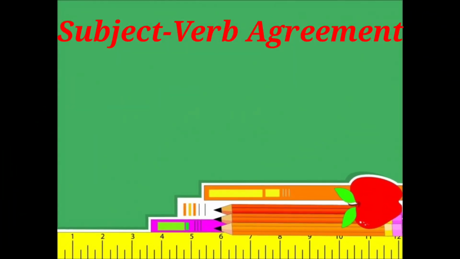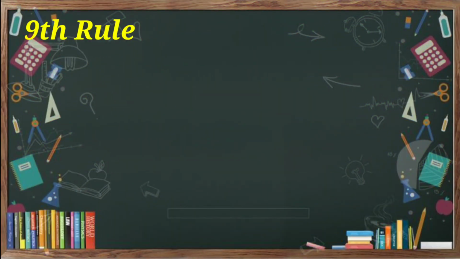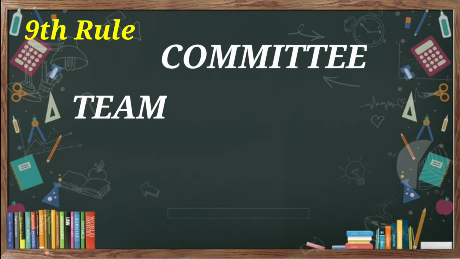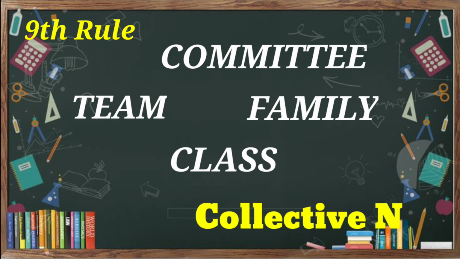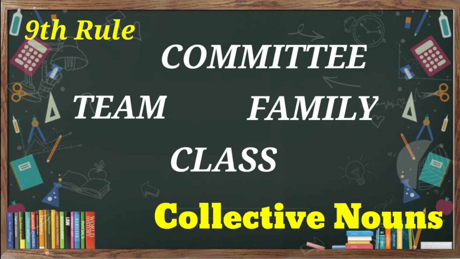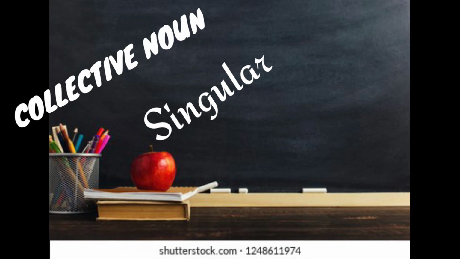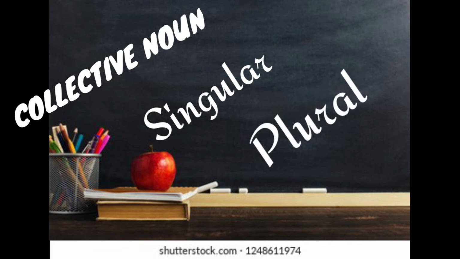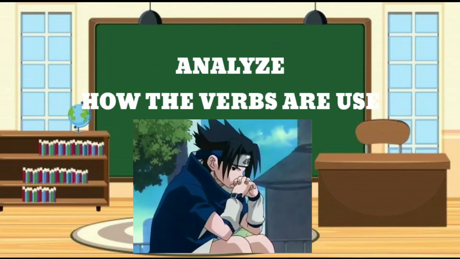For our ninth and last rule, we have team, committee, class, family, and the like, which are collective nouns. In considering collective nouns as either singular or plural, you have to analyze how the verbs are used. If the group acts as one, doing the same action, the subject is singular.